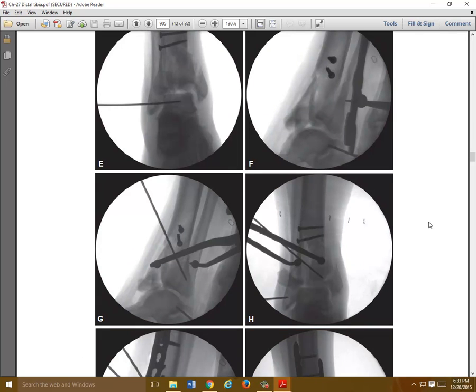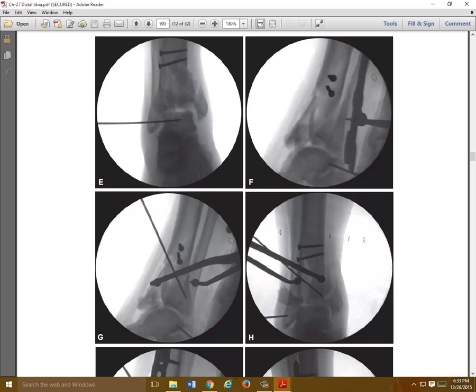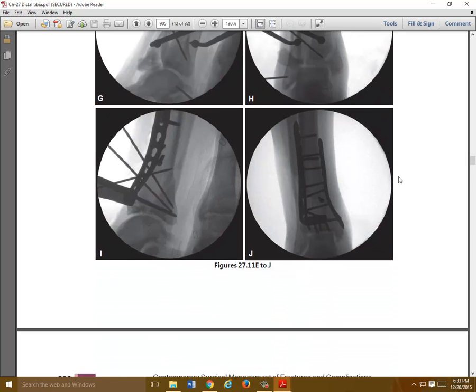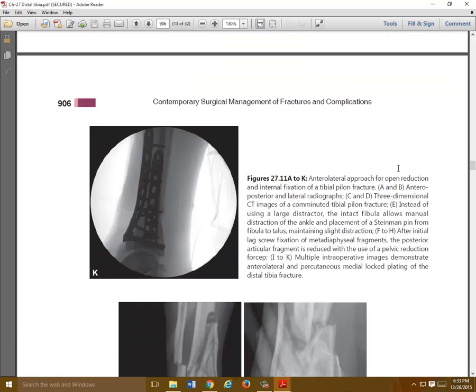So here's some fixation strategy with some of the major fragments being fixed anatomically back to the shaft, and then with distraction and ORIF of the articular fragments, you can see fixation medially and anterolaterally.